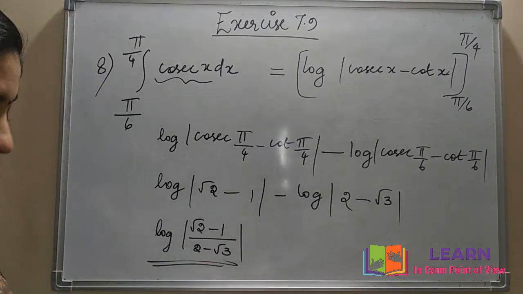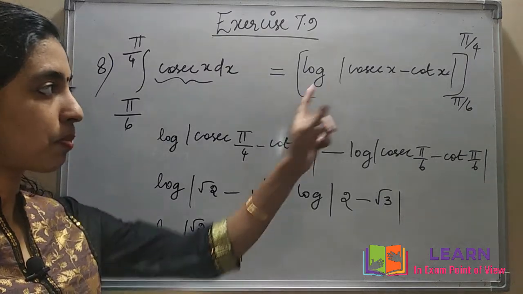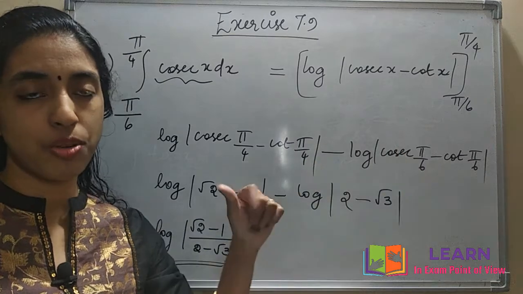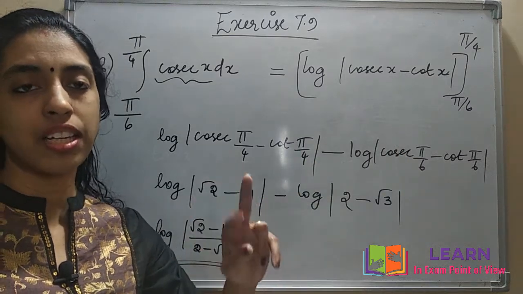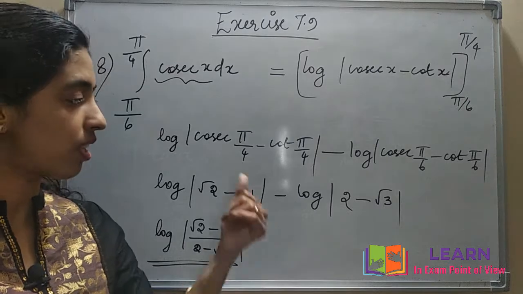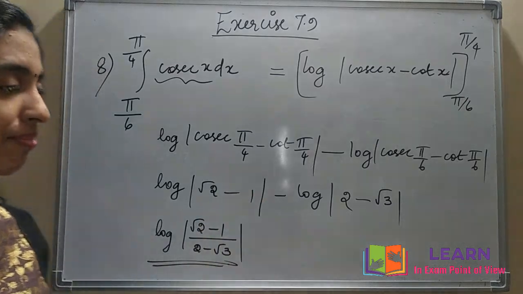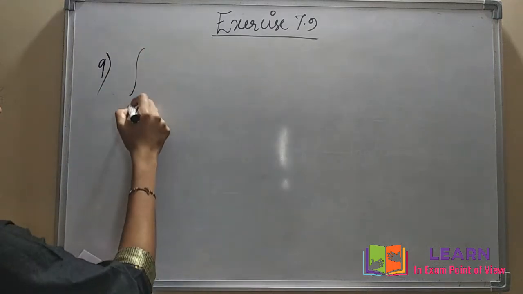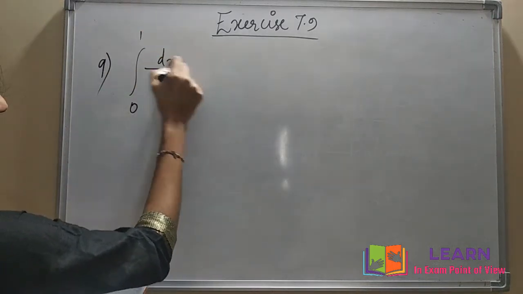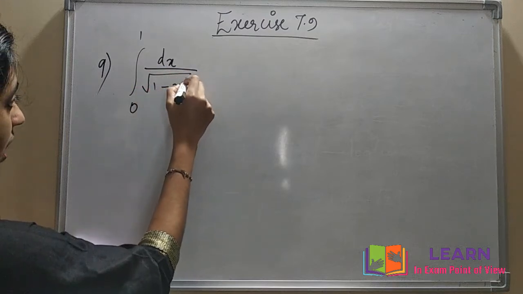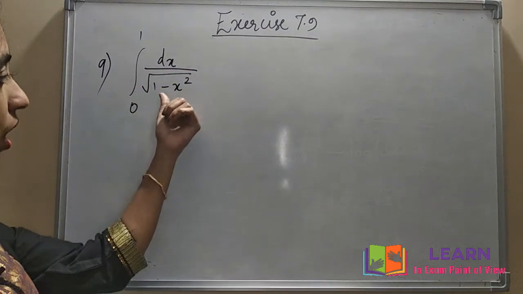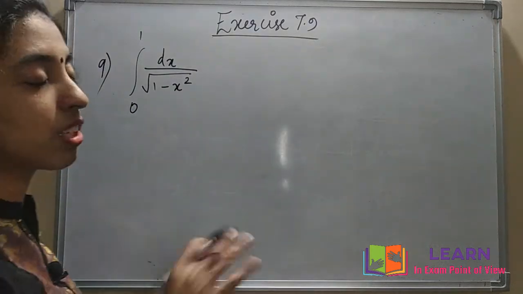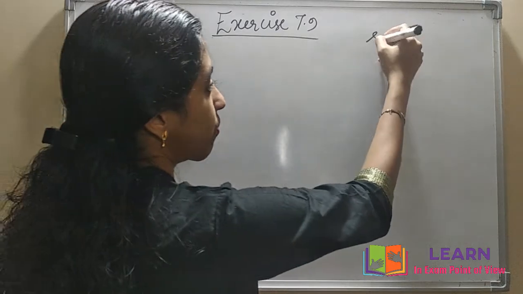Easy, right? Just apply the formula. You should know the values of each trigonometric ratio. If you know sine, cos, tan, just take the reciprocal if it is cosec, sec, cot. So next, ninth one: integral 0 to 1 dx by root of 1 minus x square. The integral of 1 by root of 1 minus x square is actually sine inverse x. Sine inverse x differential is what?